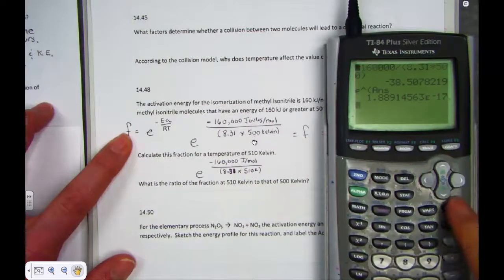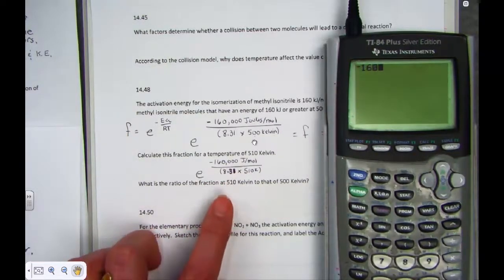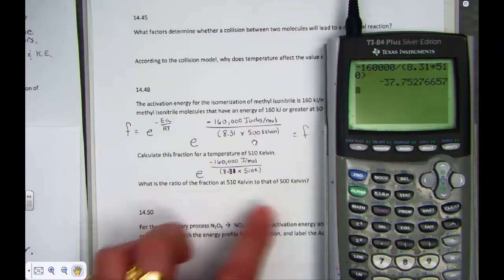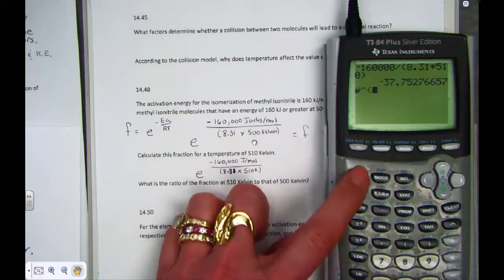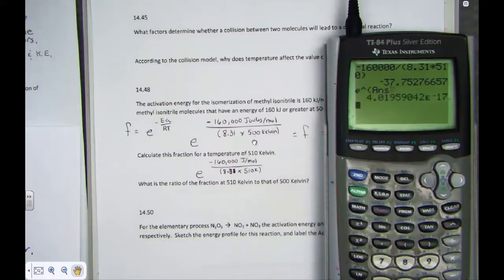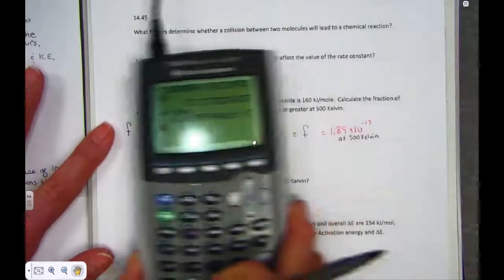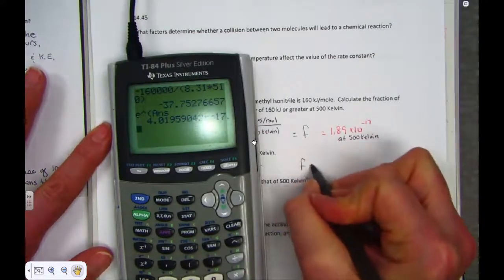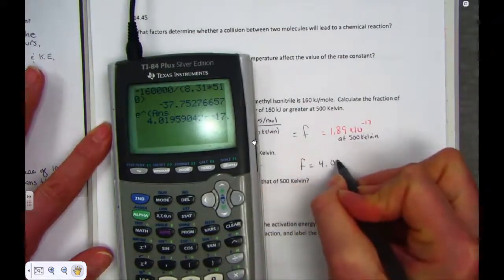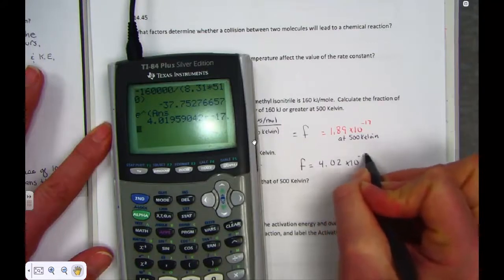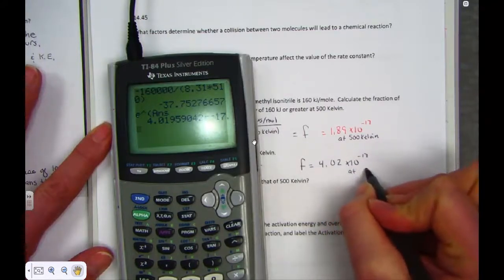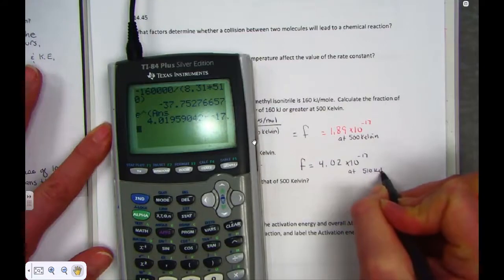Let's hit the calculator and see what we find. Negative 160,000 divided by R, 8.31, times 510 Kelvin. And we get a value. e raised to that value is a number, and that number I find is 4.019. How about I go 4.02 times 10 to the negative 17th. That's the fraction at 510 Kelvin.